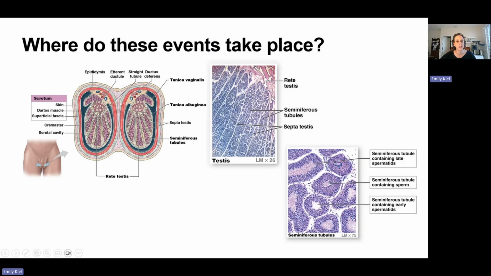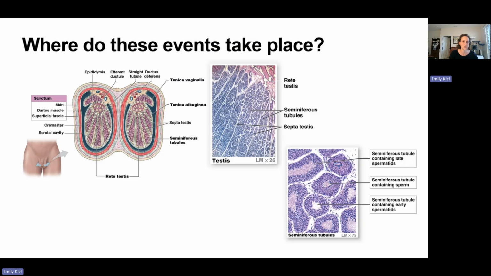Around the outside of the testis, we have the tunica albuginea, and then we have a tunica vaginalis that is more specifically around that epididymis. So the path of the sperm, they're going to go from these seminiferous tubules to the straight tubules. So here you've got the straight tubules. They will go from there to the rete testis. And here you can see those rete testis right here.